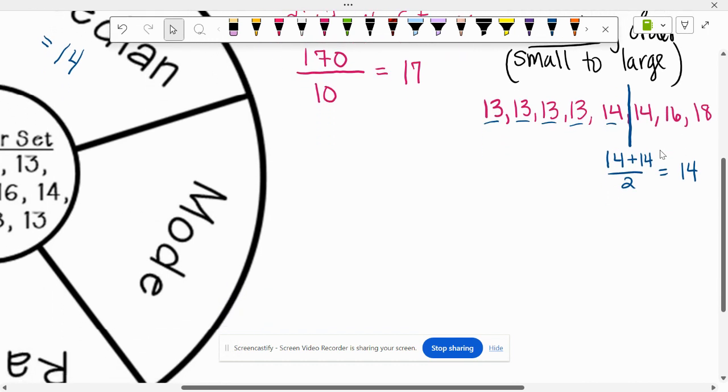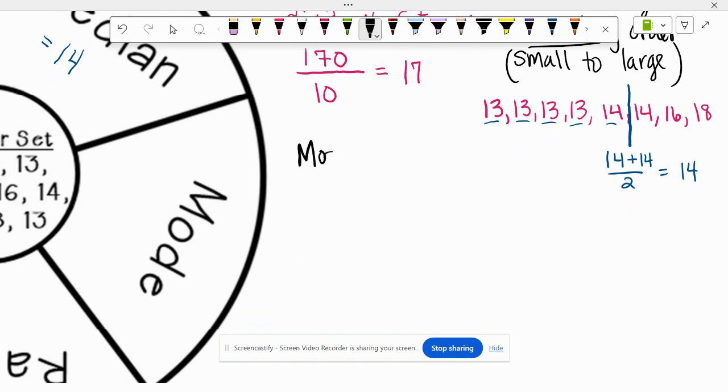All right. The next one that we're going to do is mode. So I want everyone to lift up their mode flap so we can write the definition of the mode. The mode. What does a la mode mean? If I order an apple pie a la mode, what does that mean?